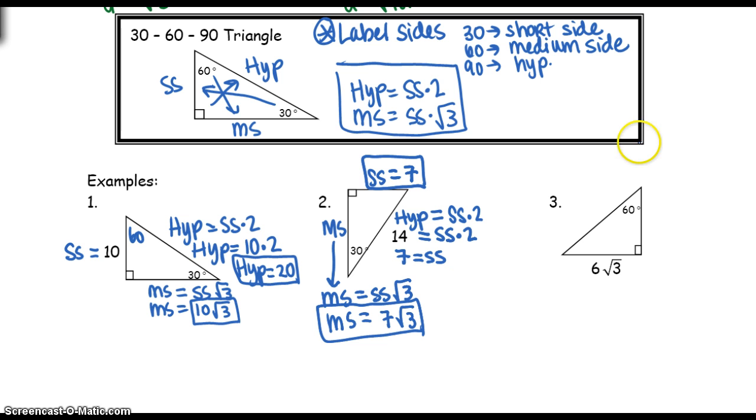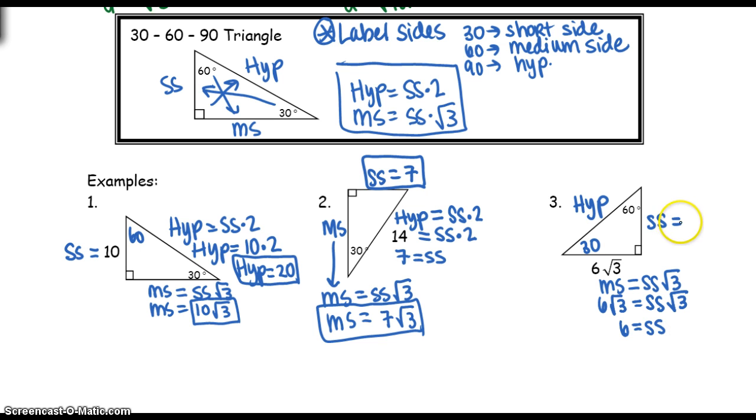So let's look at number 3. On number 3, this would be the medium side. And then if this is 30, this is our short side. And then this is across from 90, so it's our hypotenuse. It would be really awesome if we knew the short side, but we don't. The only thing they gave us was the medium side. So we know the medium side is the short side times root 3. Well, our medium side is 6 root 3. So if we need to get short side alone, we would have to divide by root 3 on both sides. And if we divide by root 3 on both sides, we get 6. So we know this is 6. And then we have to find the hypotenuse.